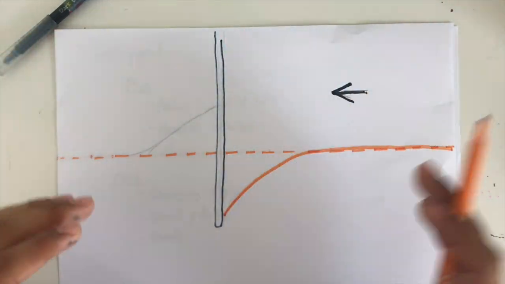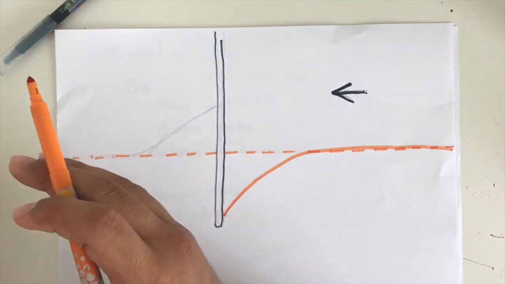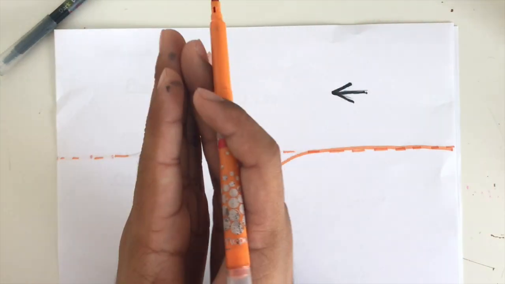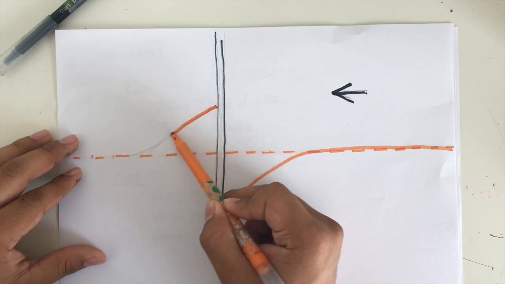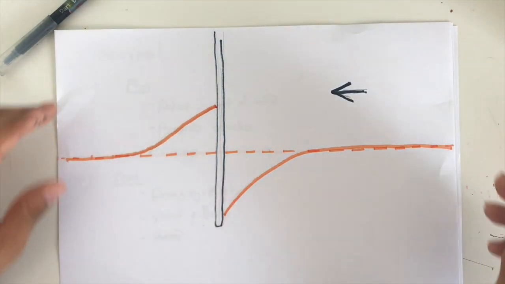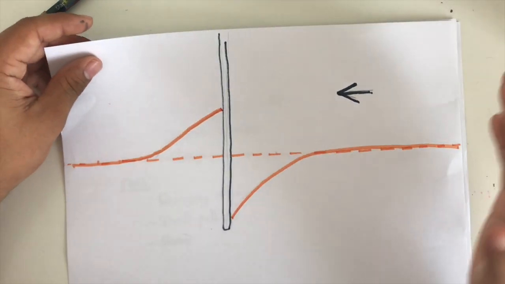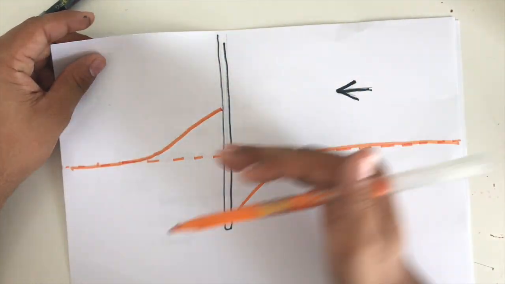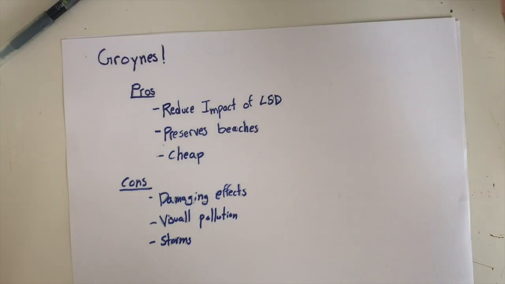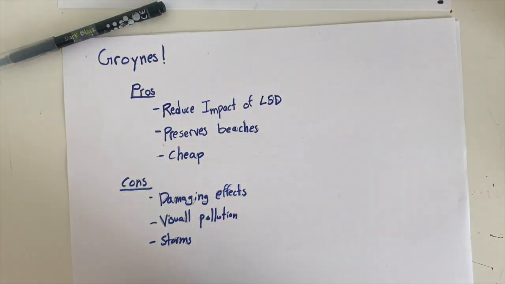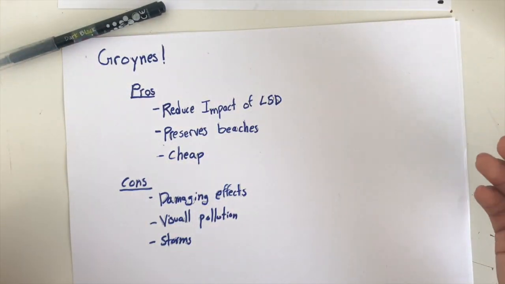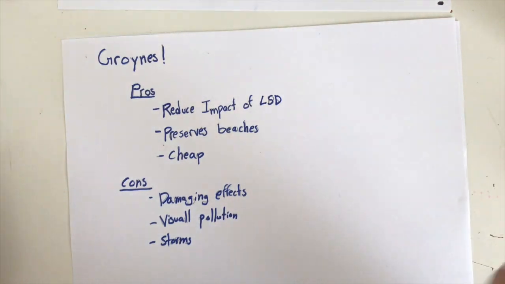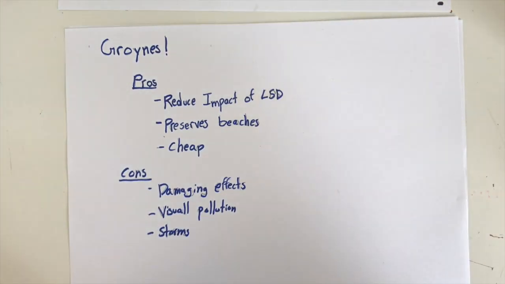On the other side, however, since the sediment is not there anymore because the process of LSD is being prevented, the beach will erode quicker. Now, usually on beaches, they would put multiple groins to keep it constant so this erosion doesn't happen. Now, some pros and cons. Some pros: it reduces the impact of LSD, it preserves beaches, and it's relatively cheap to build in comparison to seawalls or other measures.